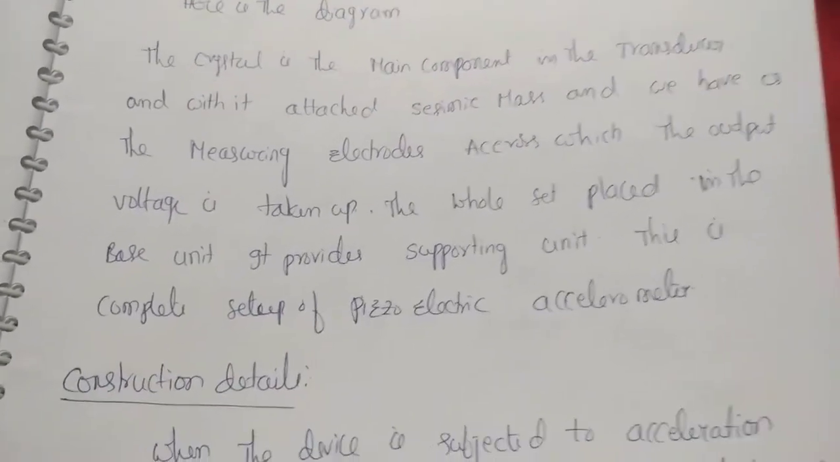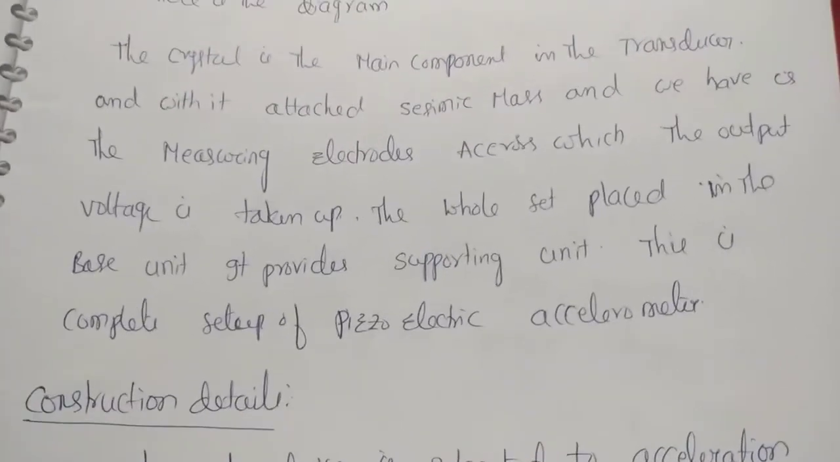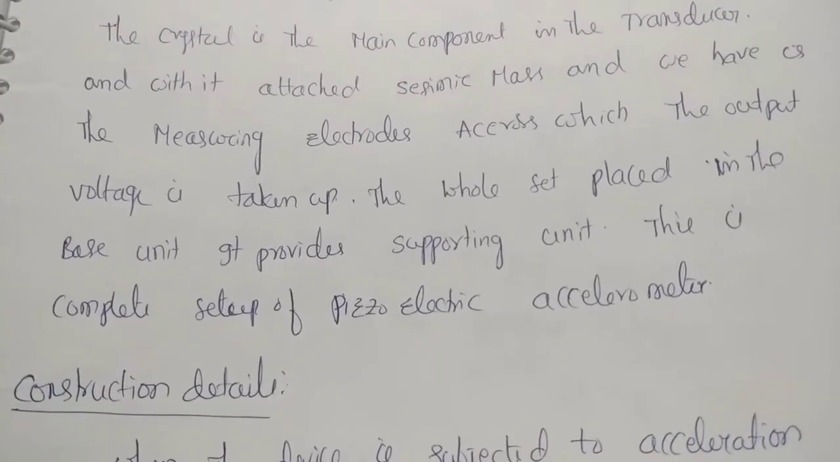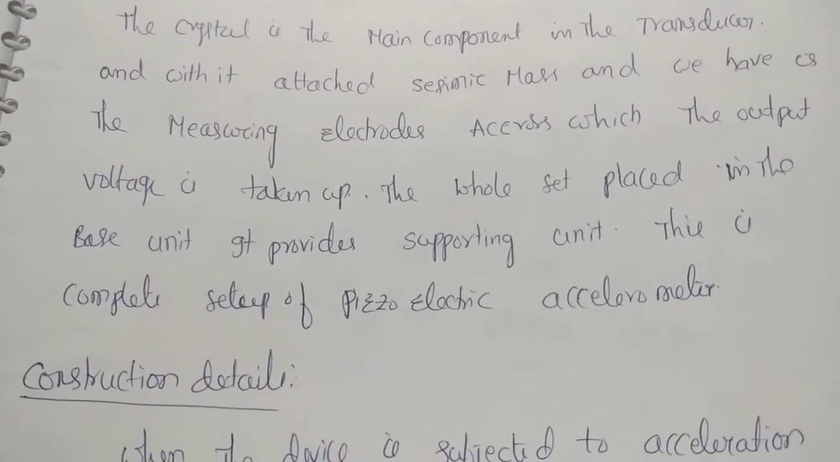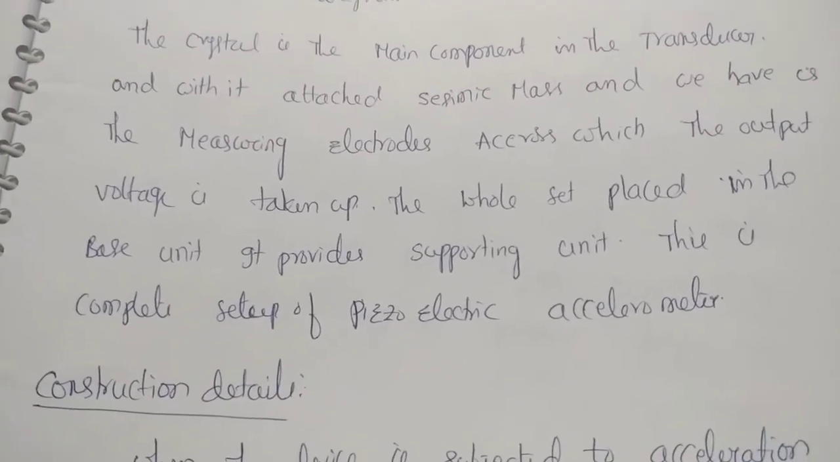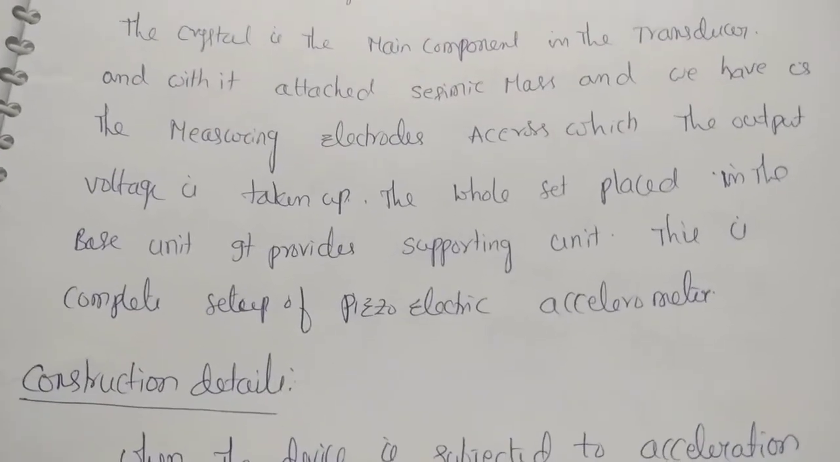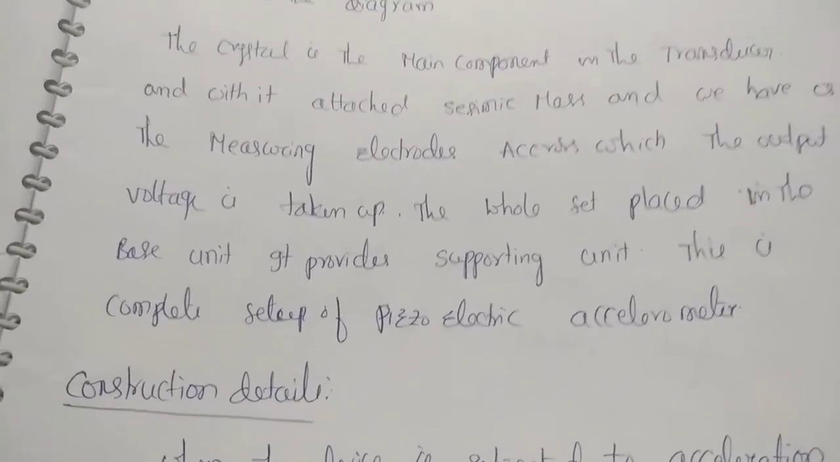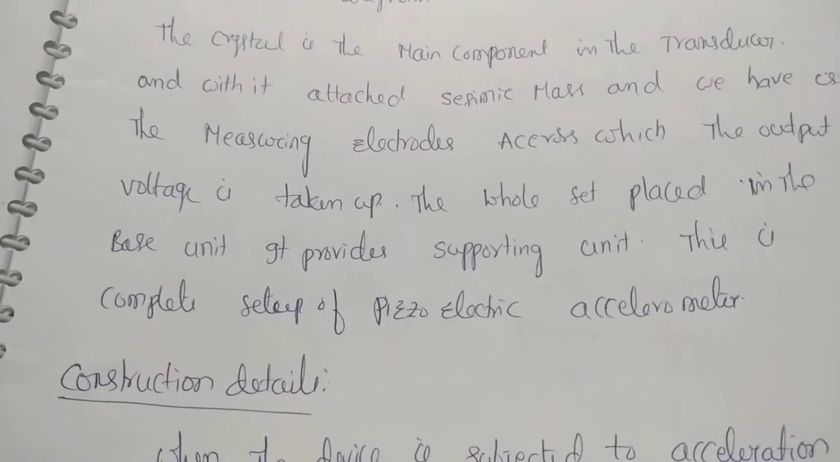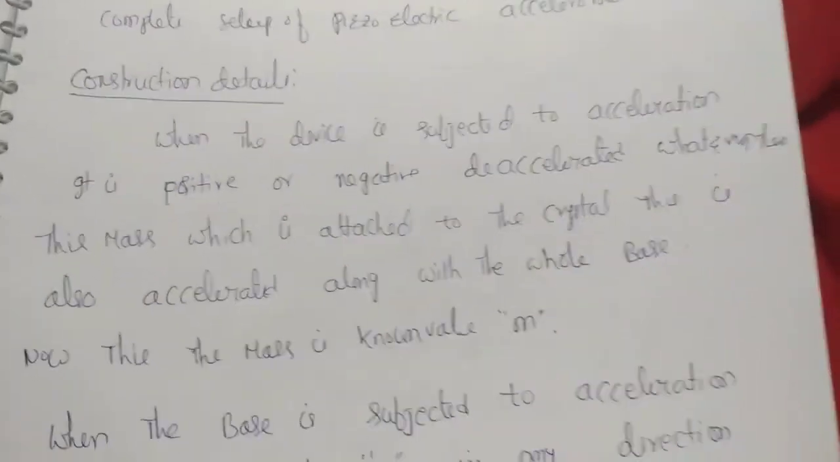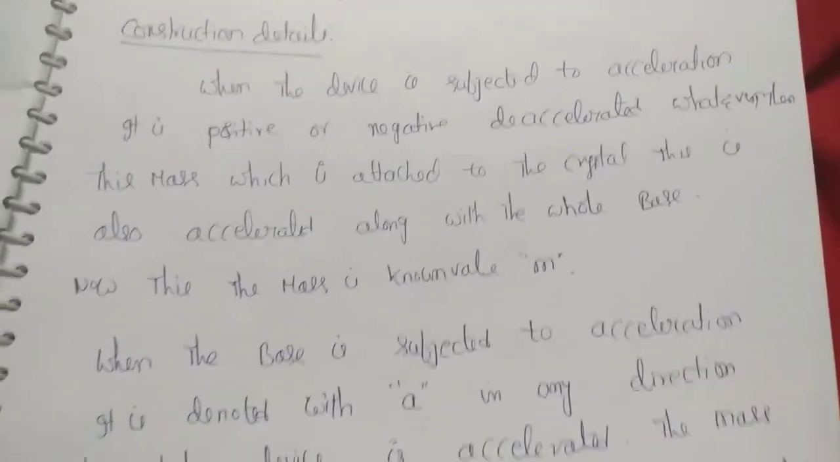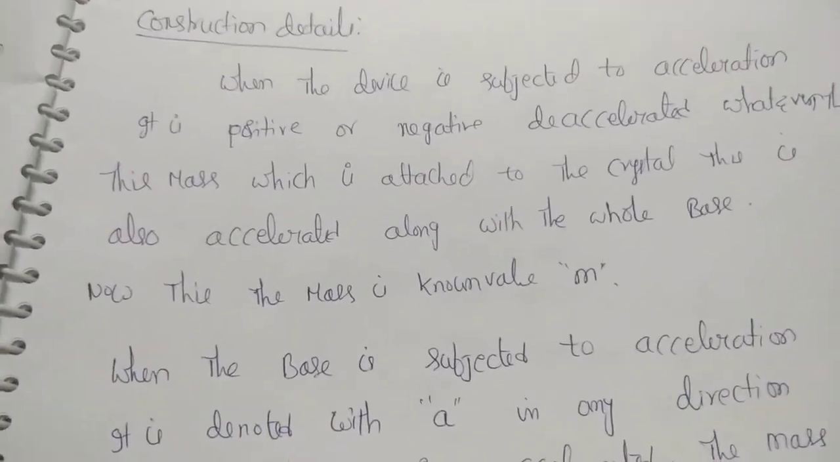The crystal is the main component in the transducer, with an attached seismic mass, and we have measuring electrodes across which the output voltage is taken. The whole setup is placed in the base unit, which provides the supporting unit. This is the complete setup of the piezoelectric accelerometer. Now the constructional details of the piezoelectric accelerometer.